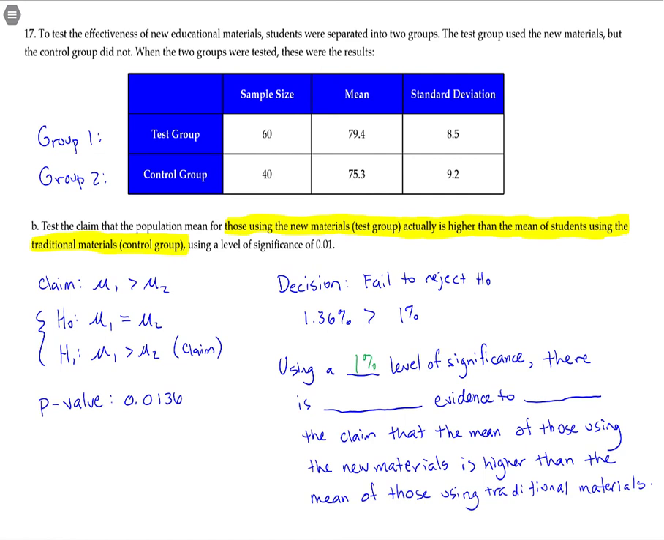So we say there is insufficient evidence to, and in this case, the claim is in the alternative. So if the claim is in the alternative, we're actually trying to support it. So there is insufficient evidence to support the claim that the mean of those using the new materials is higher than the mean of those using traditional materials.